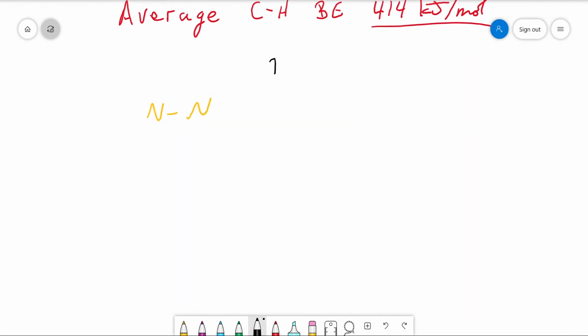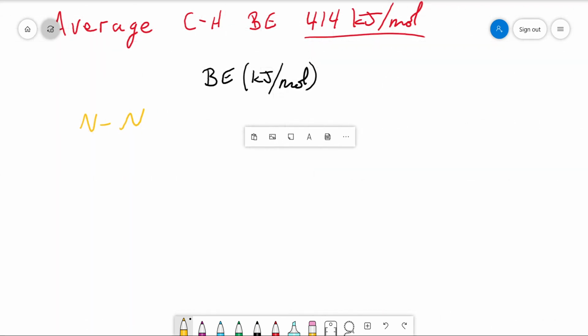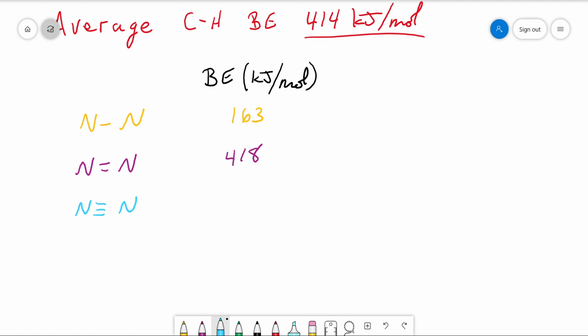Again, bond energy, kilojoules per mole. And for a nitrogen-nitrogen bond, a single bond that is, I'm having trouble today, aren't I? 163 kilojoules per mole. A nitrogen-nitrogen double bond, 418 kilojoules per mole. And a nitrogen-nitrogen triple bond would be 946 kilojoules per mole. So we can see a general trend here.